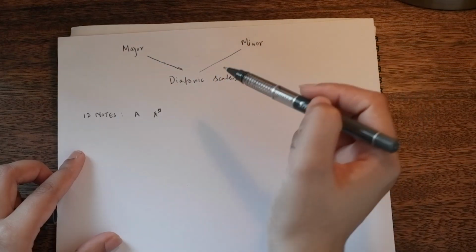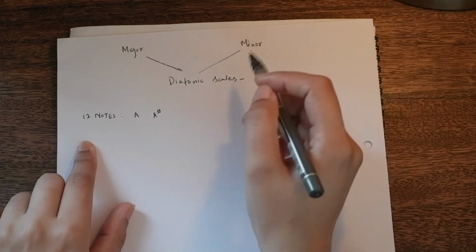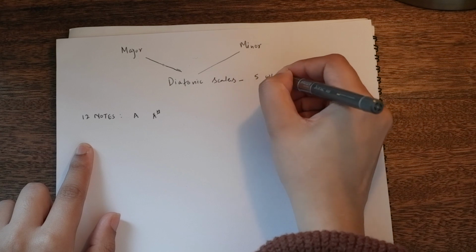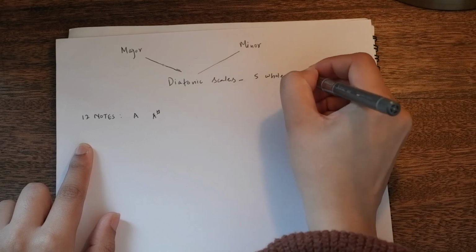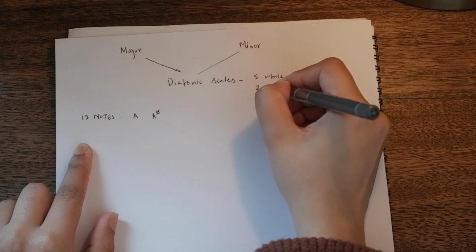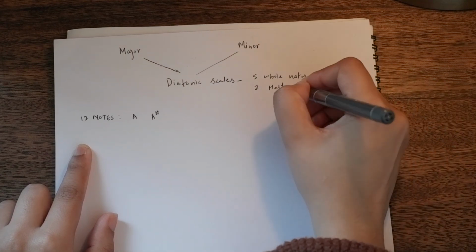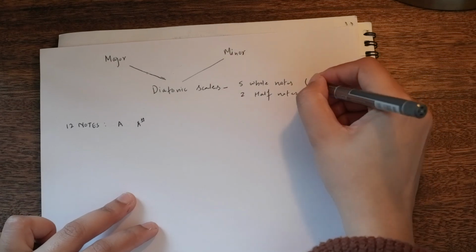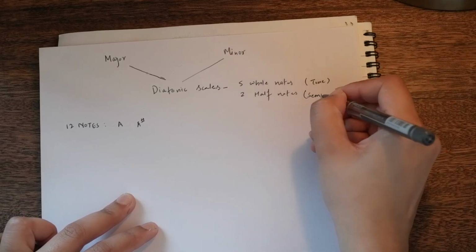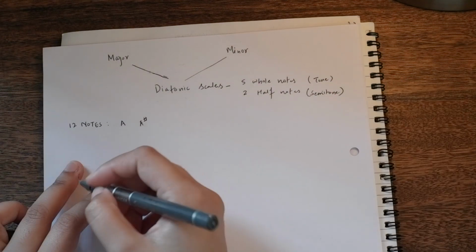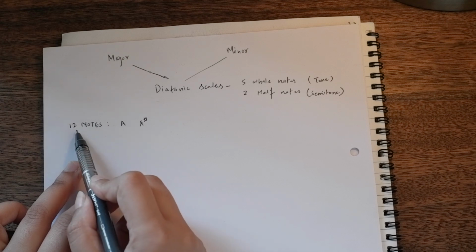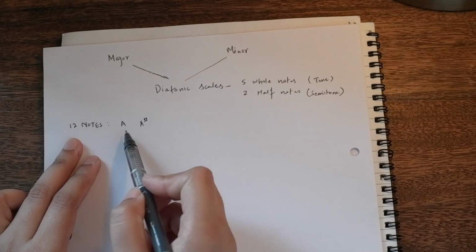Major and minor scales are called diatonic scales. Diatonic scales are those in which we have 5 whole notes and 2 half notes. We can also say this as tone and semitone. We're just going to learn these in very simple terms. Before we learn that, we first need to know that there are a total of 12 notes in music.